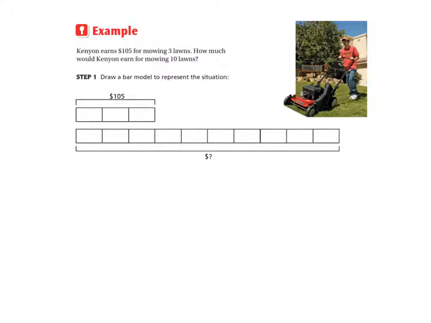Kenyon earns $105 when he mows 3 lawns. So how much would Kenyon earn if he mowed 10 lawns? So in this picture they've drawn a bar model. You can totally use a bar model. I'm going to show you another way as well.